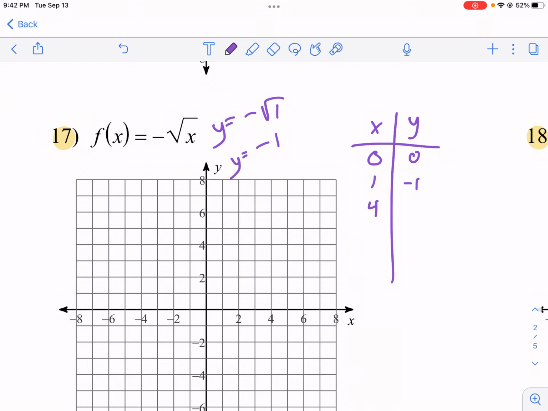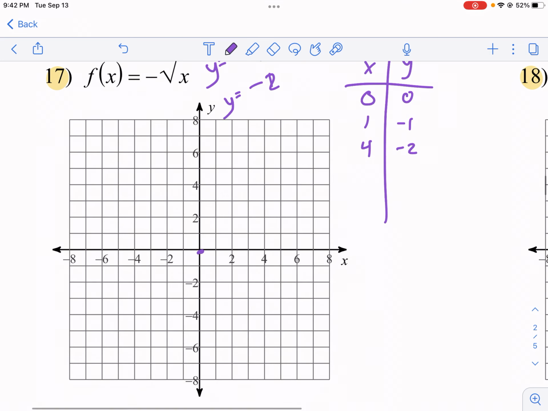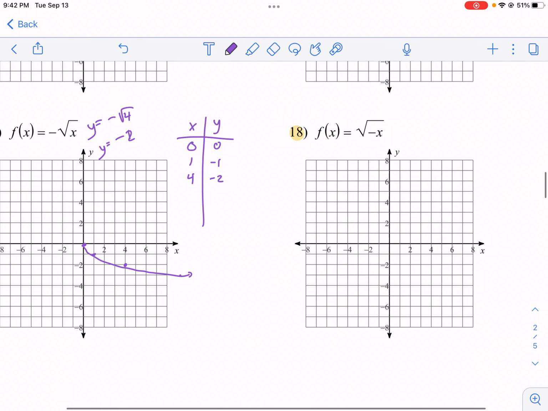Then I plug in 4. The same thing happens: the square root of 4 is 2, but then it becomes -2. So it's the same thing as the parent function, but just reflected. This is a way I ensure that I graph it pretty well. So 4, -2, and then 9 is going to be 3. It's like the pattern that we had before, just underneath the x-axis this time.